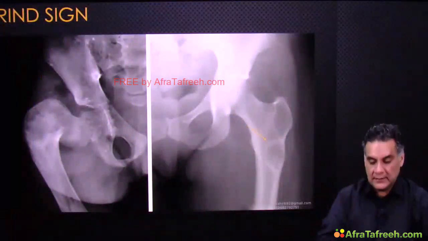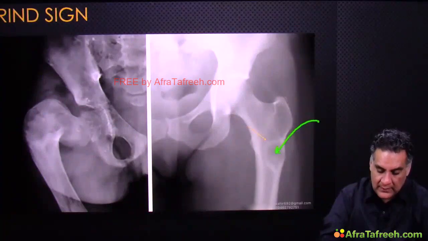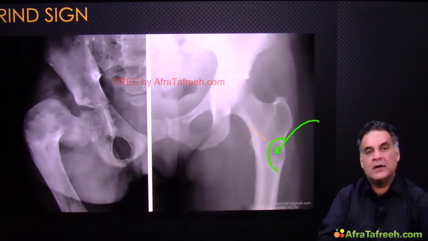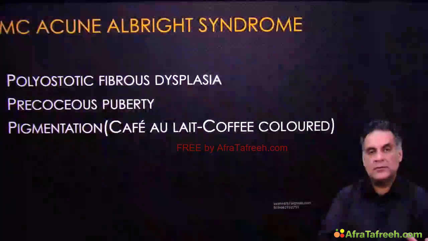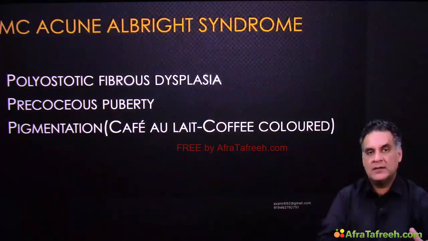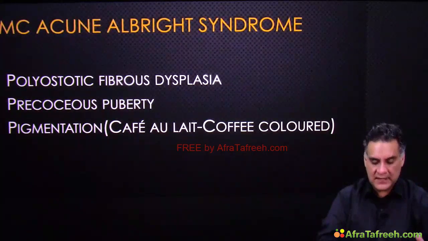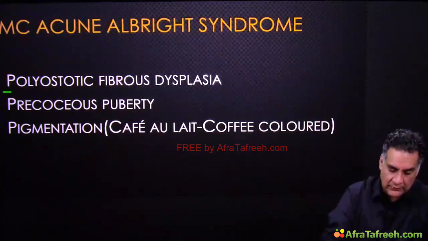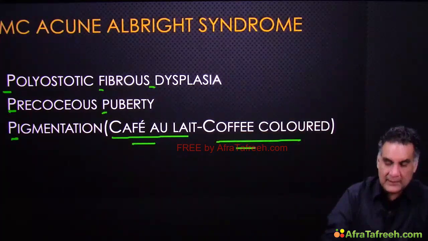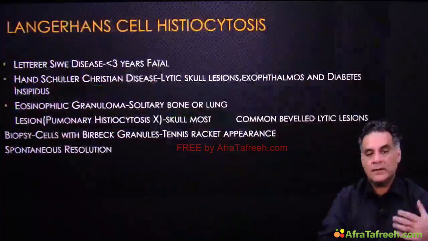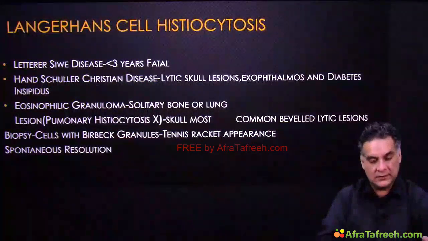This tumor can have a lytic lesion at the upper end femur with sclerotic boundaries, called as a Rind sign. So fibrous dysplasia can lead on to a syndrome called as McCune-Albright syndrome, which has 3 P's: polyostotic fibrous dysplasia, precocious puberty, pigmentation in which you have coffee colored spots, also called as café-au-lait spots.